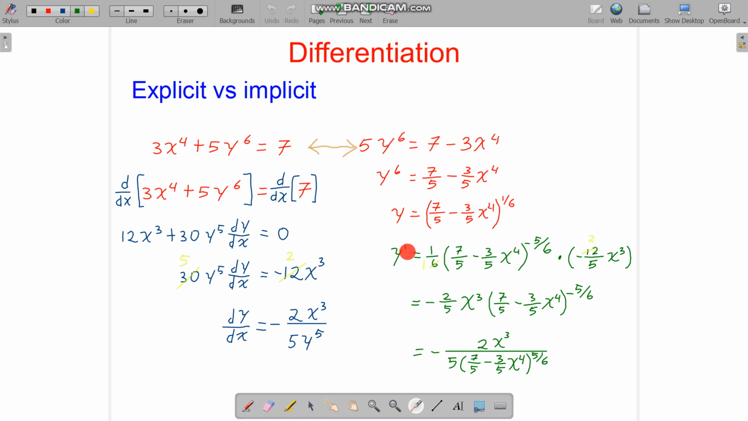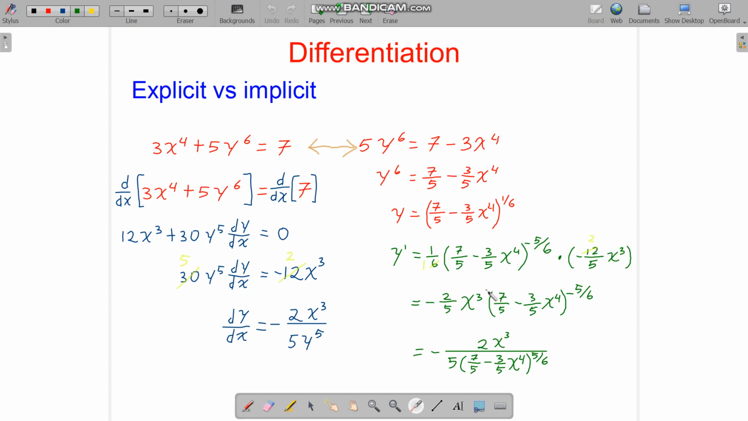Now we can differentiate as usual because this is just something in terms of x, so we bring the power down, 1 over 6 times exactly the same (7 over 5 minus 3 over 5 x to the power of 4). The new power is 1 over 6 minus 1, which is minus 5 over 6, times the derivative of the 7 over 5 minus 3 over 5 x to the power of 4, which is minus 12 over 5 times x to the power of 3.